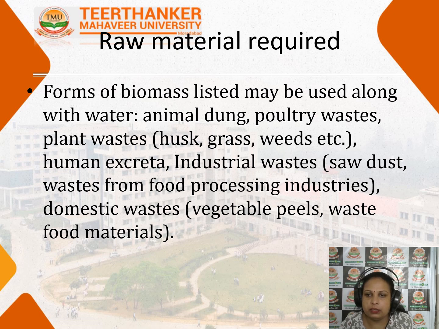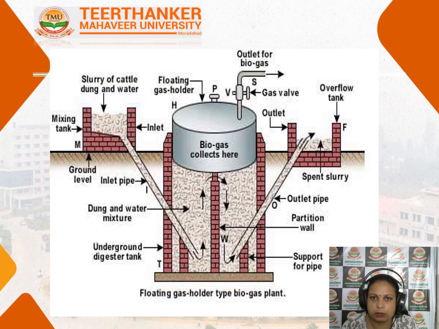The raw materials utilized in this biogas plant are animal dung, poultry waste, and plant waste. Plant waste includes husk, grass, weeds, etc. Also human excreta and industrial waste, which includes sawdust and waste from the food processing industry, and domestic waste, which includes vegetable peels and food waste. These are all the raw materials which can be used in the biogas plant for biogas production.